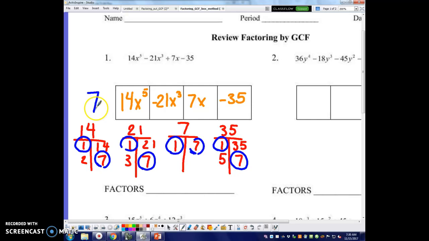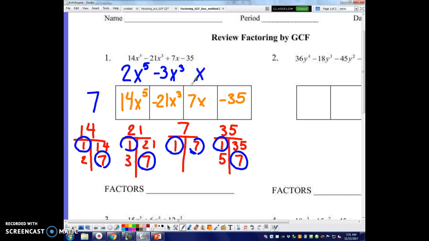Okay? So now we look at what times 7 gives you 14x to the 5th. So what times 7 gives you 14? 2. And then what's going to give you x to the 5th? X to the 5th. So 2x to the 5th times 7 gives you 14x to the 5th, correct? Yeah, so that's what we're doing. So what times 7 will give you negative 21? Negative 3. And then what's going to give you x to the 3rd? X to the 3rd will. Okay, what times 7 will give you 7? 1, right? And then what times 7 will give you 7x? Just 1x. You don't have to write the 1 in front.